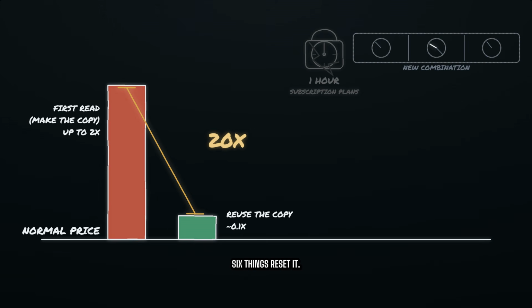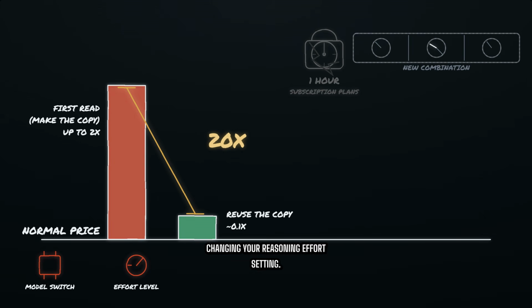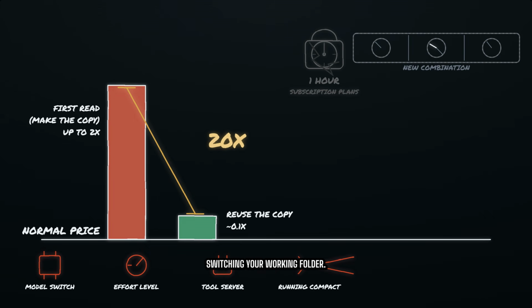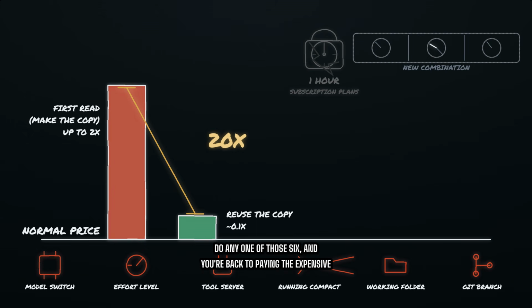6 things reset it. Switching models in the middle of a conversation. Changing your reasoning effort setting. Connecting or disconnecting a tool server. Running compact. Switching your working folder. Switching your Git branch. Do any one of those 6 and you're back to paying the expensive price.